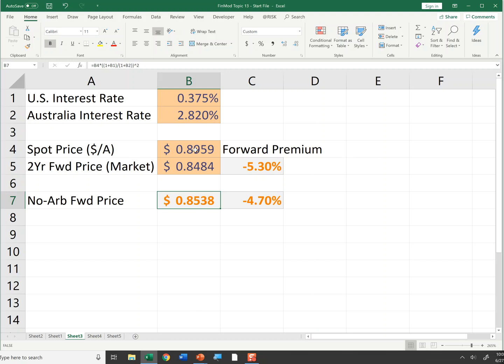What you see, if the spot price is 89, the forward price is 85. So the market is in backwardation. That's because the cost of carry is negative. I can finance that position at 37.5 basis points and invest those Aussies at 282 basis points. I'm making about 250 basis points per year, and you can see the annualized, or the 2-year forward price is 4.7% below the spot. And I looked up the actual market price of that forward contract. It was right around 85 cents also. So it looks like our formula was working.